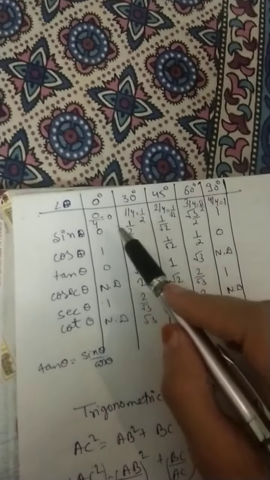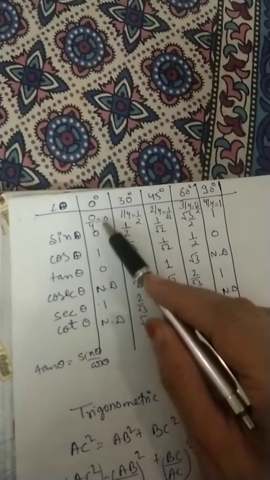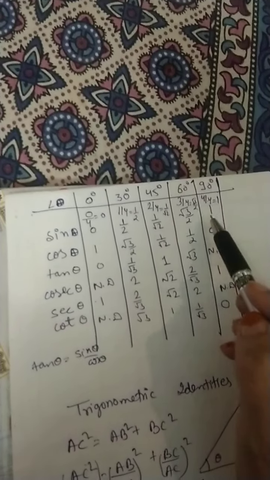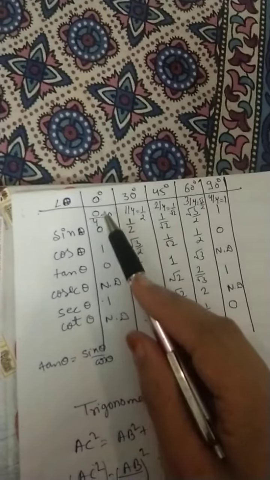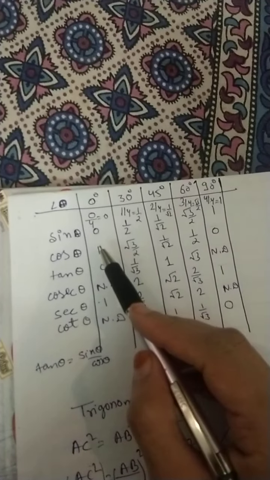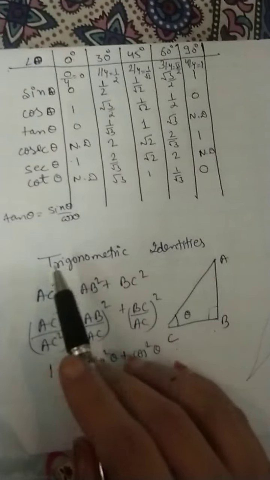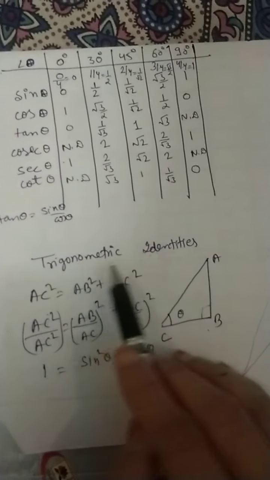Just note down one thing, that the minimum value of sine is 0, and it is for the 0 degree angle, and the maximum value is 1, and it is for the 90 degree angle. So the value of sine is fluctuating between 0 and 1 for 0 to 90 degree angles, and cos theta's values are opposite to the sine, that the maximum value of cos is for 0 and the minimum value is for 90. Now let us know how to make trigonometric identities.